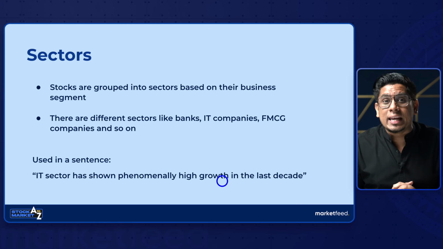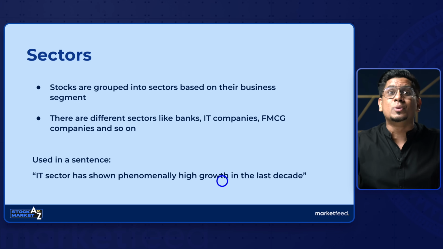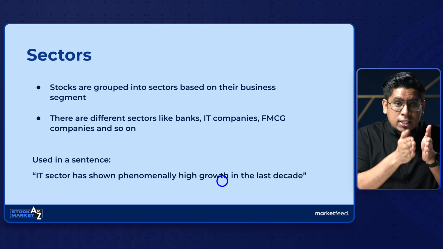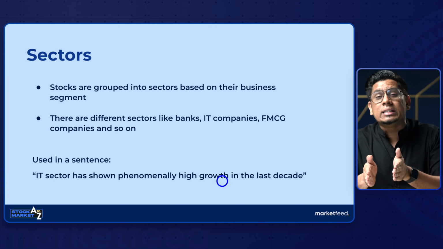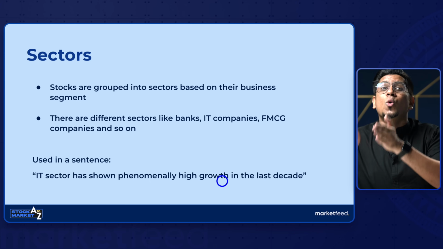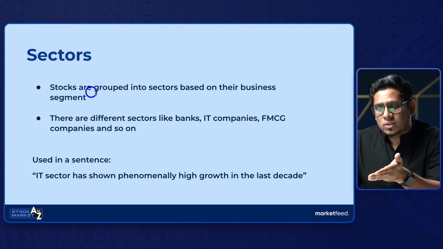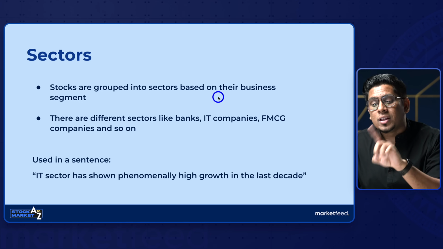Now moving ahead into the next term, which is sectors. Now we know there are thousands of companies which are listed in the stock market, and each of the companies has a specific business that it runs. But each of these businesses can be categorized into verticals or segments, right? That's exactly what sectors are. Stocks are grouped into sectors based on their business segment.